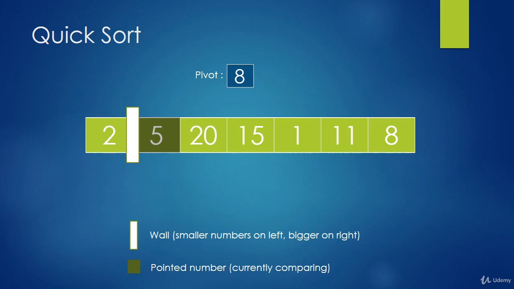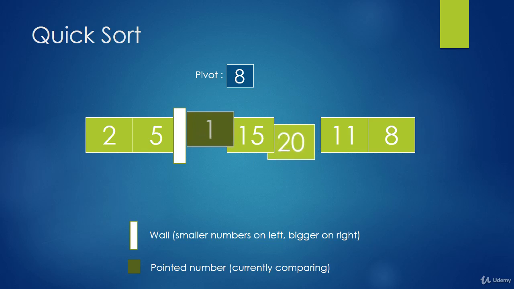5 is smaller than 8, so we swap it with the first number behind our wall, but once again 5 is already the first number behind our wall, so we just move the wall. We continue comparing 20 to our pivot. Well, 20 is bigger, so as the algorithm says, we move on to the next number. 15 is also bigger, so once again we move on. 1 is obviously smaller than our pivot, so we swap it with the first number behind our wall, in this case 20, and move our wall.